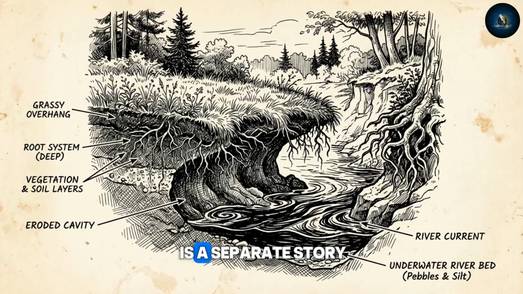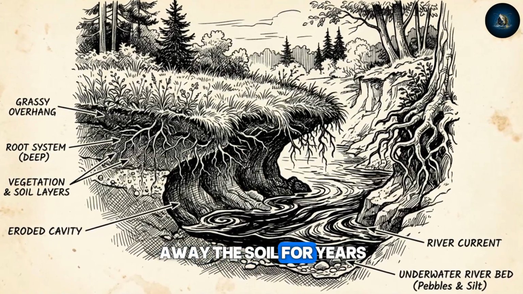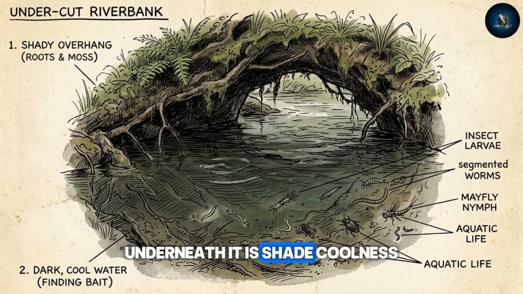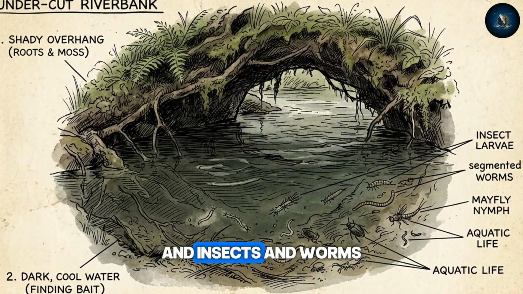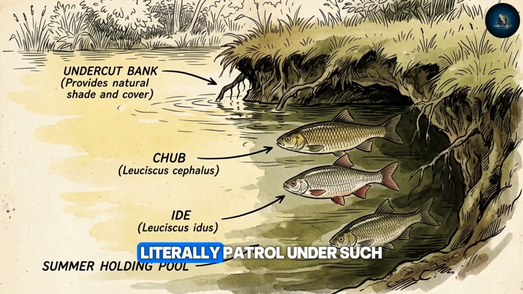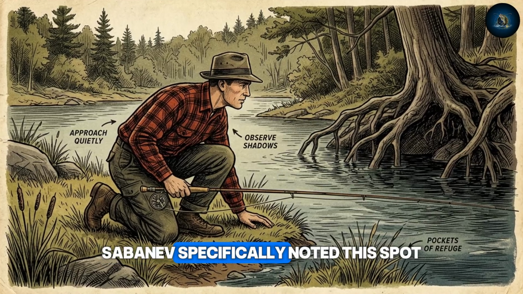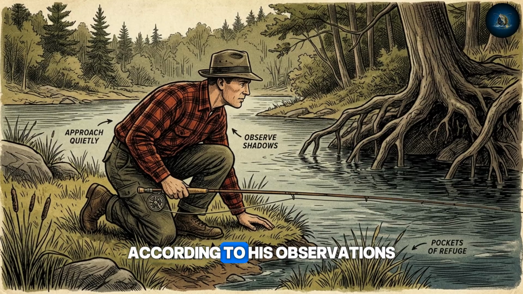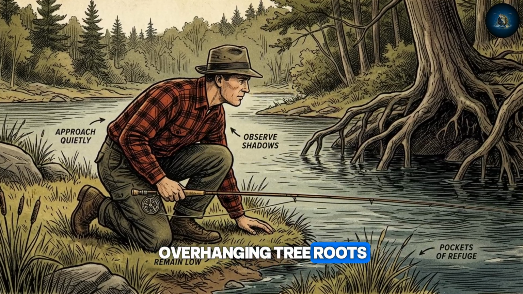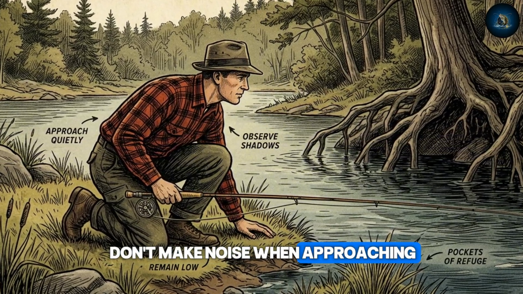An undercut bank is a separate story, where the current or waves have washed away the soil for years. An overhang forms above the water. Underneath it is shade, coolness, and insects and worms that have fallen into the water. Chub and ide literally patrol under such banks in the summer heat. Sabaneyev specifically noted this spot. According to his observations, an undercut bank with overhanging tree roots almost always yields a bite, as long as you don't make noise when approaching.